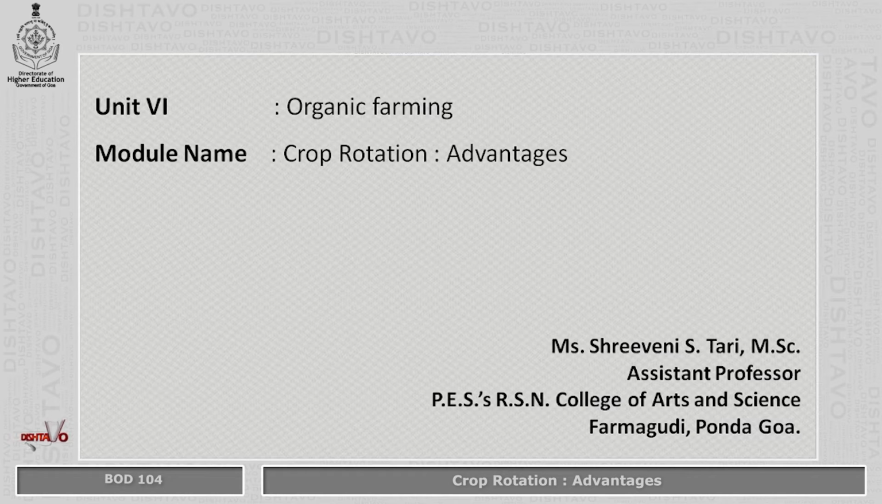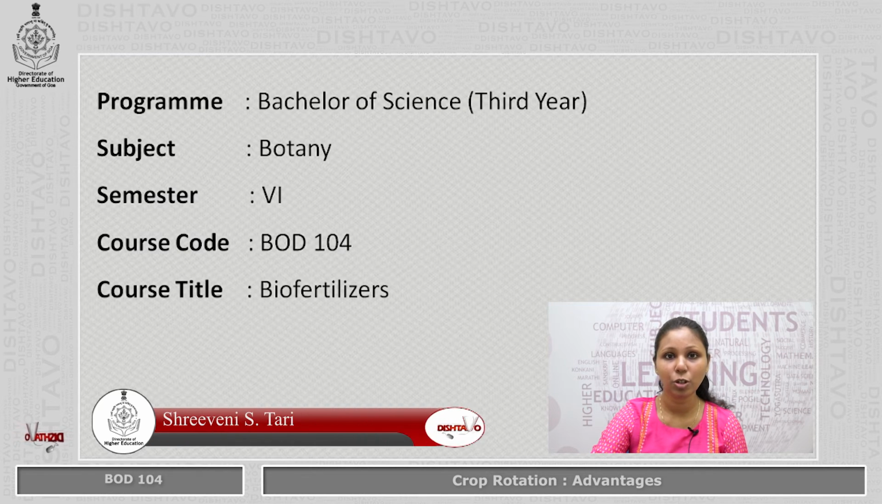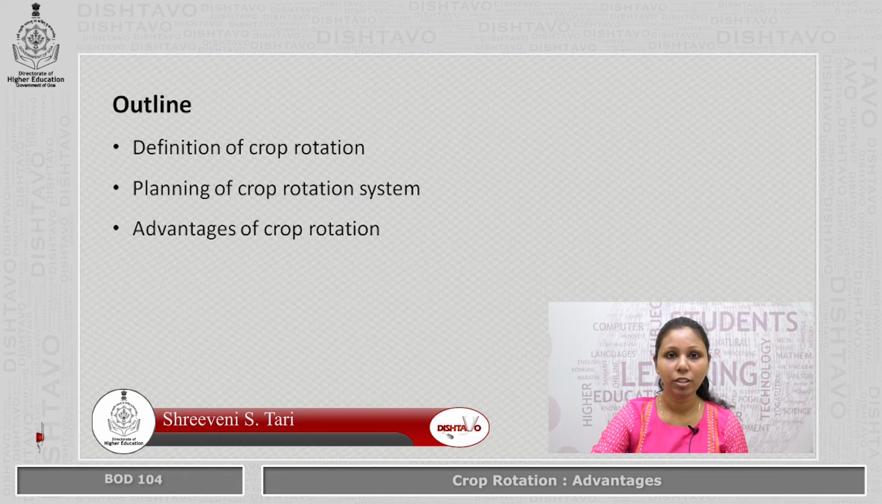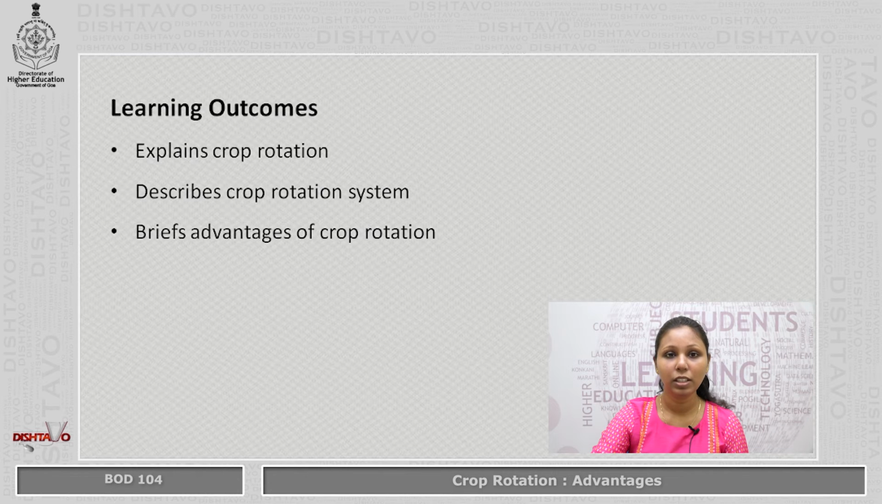Unit 6 Organic Farming, Module name Crop Rotation and its Advantages. Myself, Ms. Shriveni Tari from PSS RSN College of Arts and Science. Outline of this module includes definition of crop rotation, planning of crop rotation system, and advantages of crop rotation. Learning outcomes: explains crop rotation, describes crop rotation system, briefs the advantages of crop rotation.